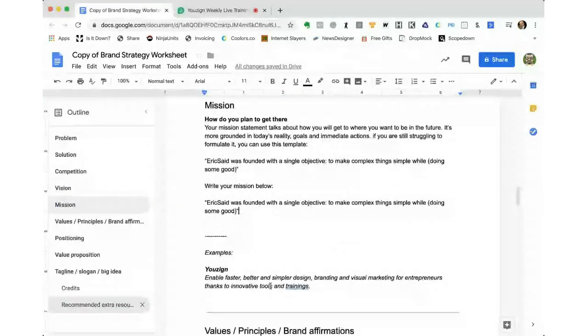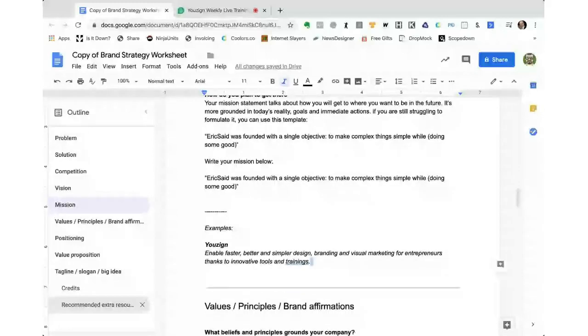Usign says they want to enable faster, better, and simpler design, branding and visual marketing for entrepreneurs thanks to innovative tools and training. Somebody, and I forgot who it was, posted in the group just yesterday that he had 80 pieces that he had to create product covers for, and he was able to knock those out yesterday by using Usign, because the tool's fast. The training's fast.